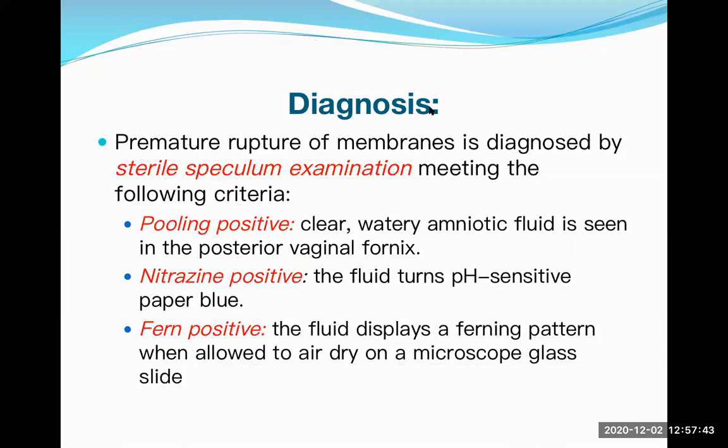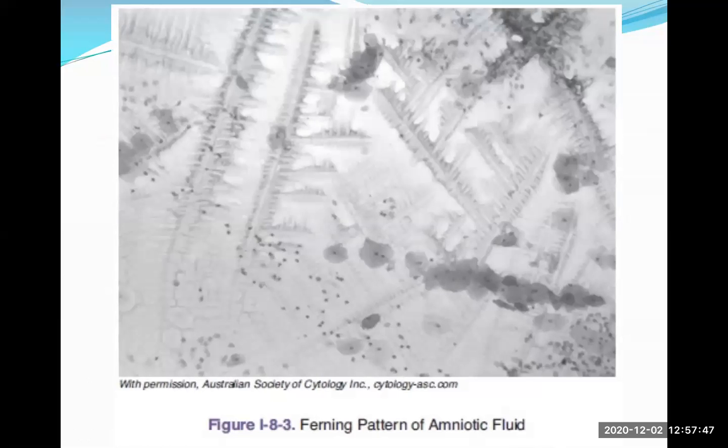Let's move on. Now see this, look at this picture. This is the ferning pattern of the amniotic fluid. If you look very carefully, you see a leaf-like pattern here. These are ferning or fern-like patterns. And this is seen when we allow the amniotic fluid to get dried up on a glass slide.